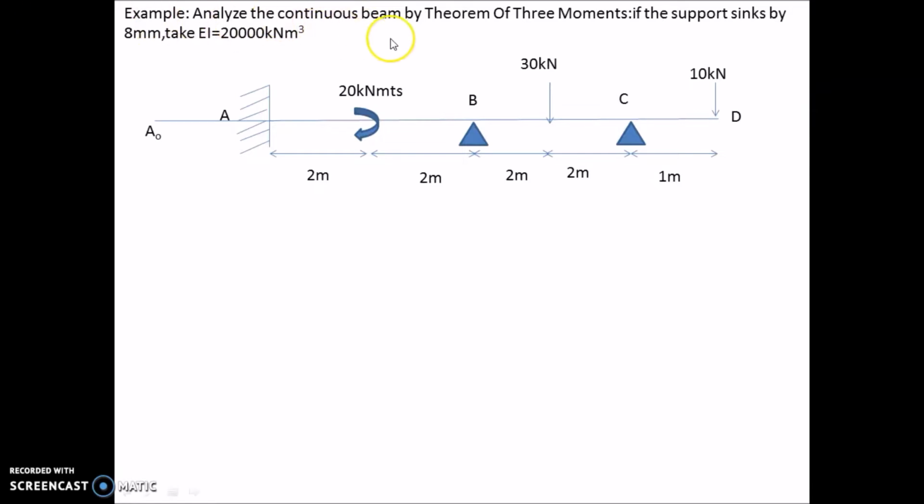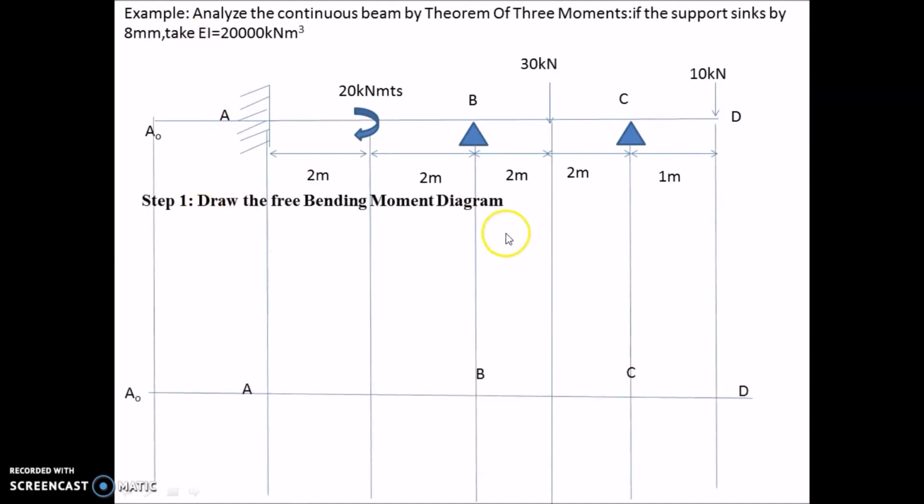The question is, analyze the continuous beam by the three moment theorem if the support C sinks by 8 mm. Take EI value as 20,000 kilonewton meter cube. So this is our beam given. So the first step is to draw the free bending moment diagrams.